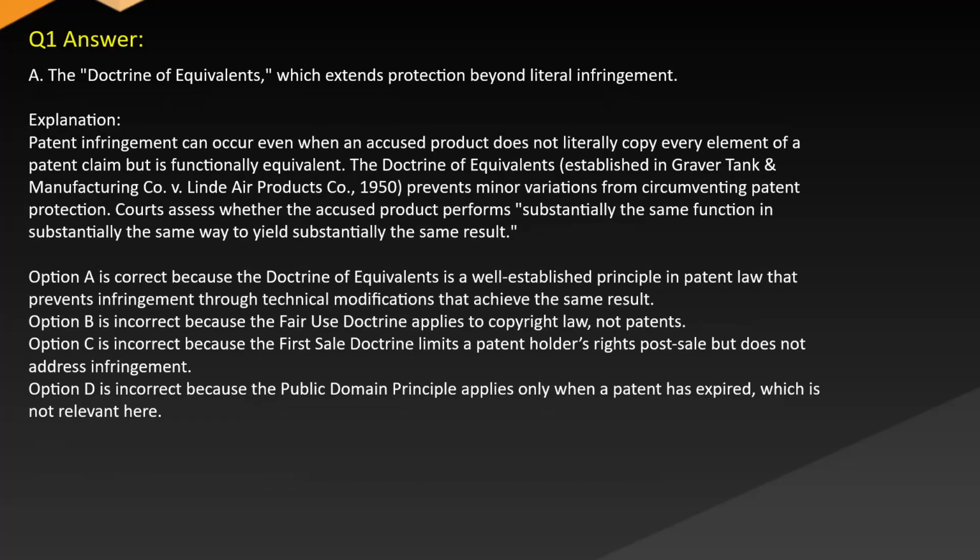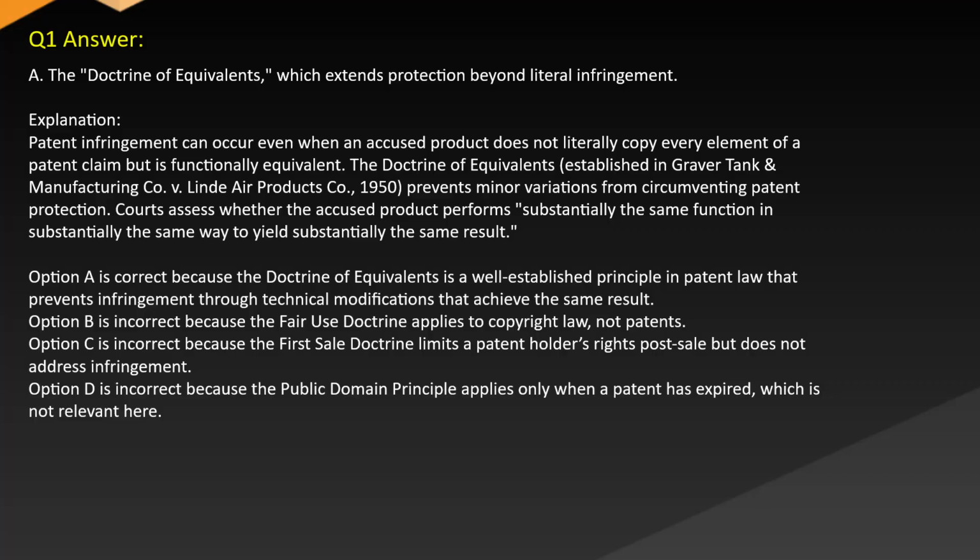Answer A. The doctrine of equivalents, which extends protection beyond literal infringement. Explanation: patent infringement can occur even when an accused product does not literally copy every element of a patent claim but is functionally equivalent. The doctrine of equivalents, established in Graver Tank & Manufacturing Company v. Linde Air Products Company, 1950, prevents minor variations from circumventing patent protection. Assess whether the accused product performs substantially the same function in substantially the same way to yield substantially the same result. Option A is correct because the doctrine of equivalents is a well-established principle in patent law that prevents infringement through technical modifications that achieve the same result.